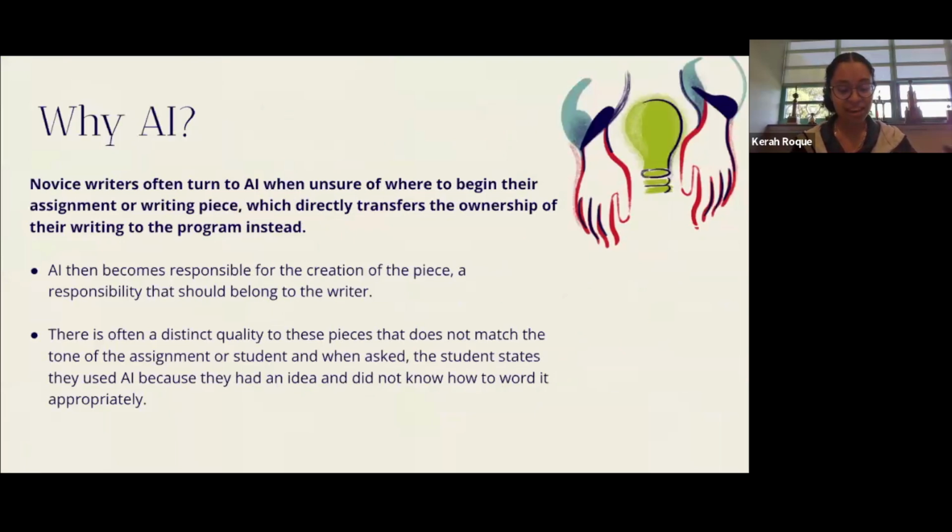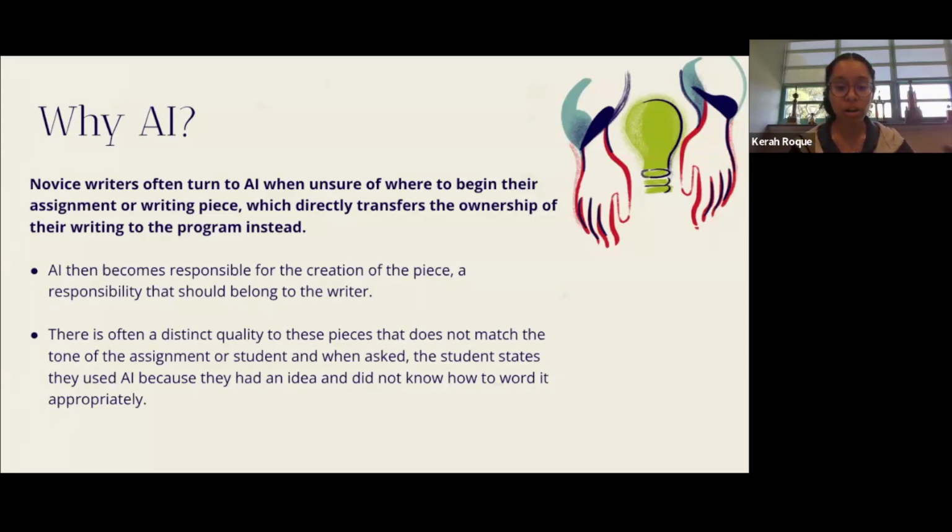So, why AI? Novice writers often turn to AI when unsure of where to begin their assignment or writing piece, which directly transfers the ownership of their writing to the program instead. AI then becomes responsible for the creation of this piece, a responsibility that should belong to the writer. This transfer of ownership can look like prompting the chatbot to create a thesis statement, which then makes the main ideas of the writing piece correspond to this artificial intelligence rather than the writer, or asking the chatbot to write a specific section or the entire piece of writing, therefore transferring the entire ownership of this section or of the entire writing to this artificial intelligence.